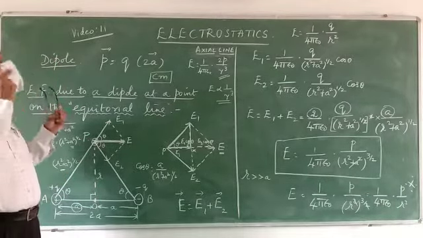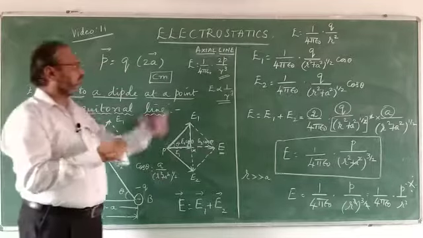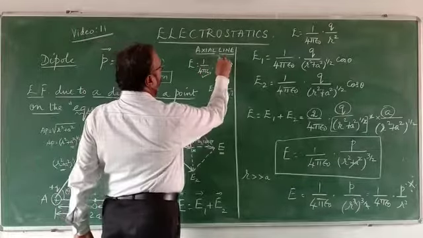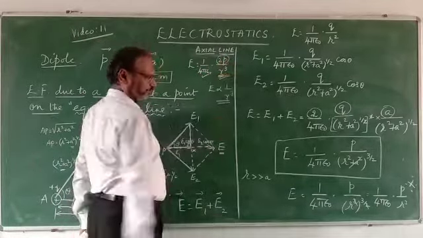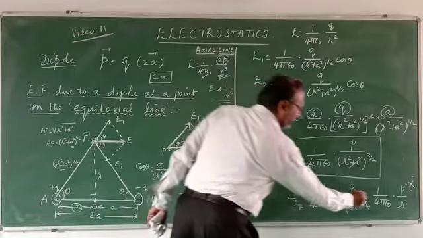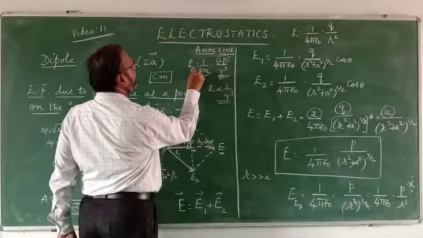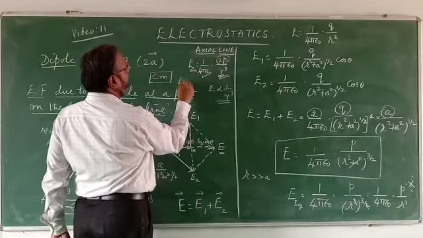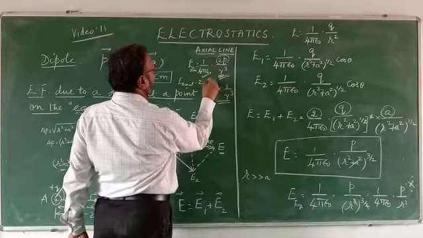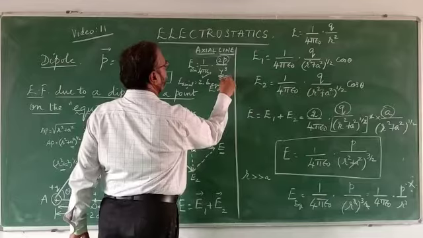Now let us compare this with the axial line. In axial line, the value is 1 upon 4 pi epsilon naught 2p upon r cube. And here in the equatorial line, no 2 is there. So we can say E axial is equal to 2 times E equatorial. Right? With this, we complete this video.